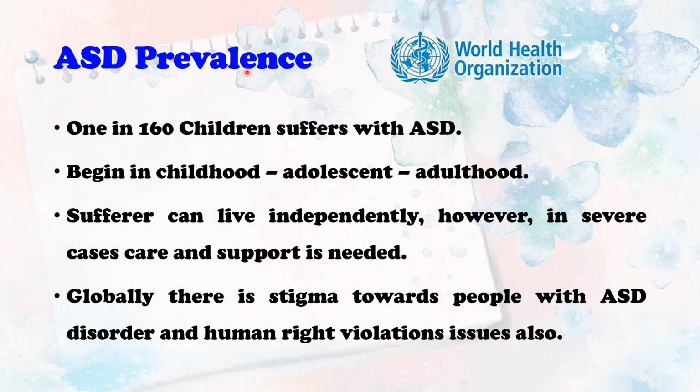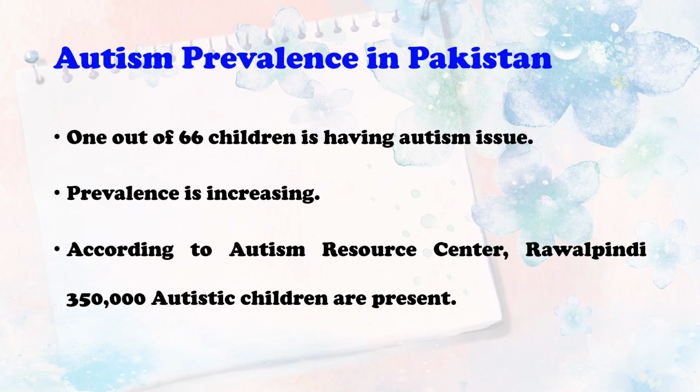The prevalence of autism spectrum disorder according to the World Health Organization is that one child in 160 children suffers with ASD. It begins in childhood but even continues during adolescence and adulthood. Sufferers can live independently. However, in severe cases, care and support is needed. The sad part is, globally, there is stigma towards people with ASD, and even human rights violation issues are also reported. The prevalence of autism in Pakistan is quite alarming.